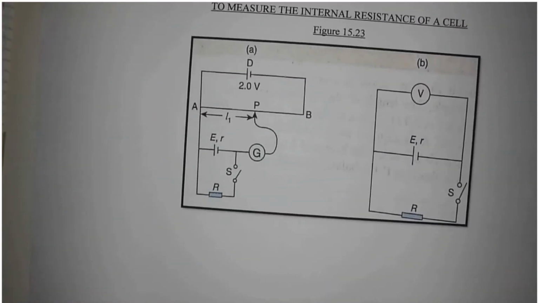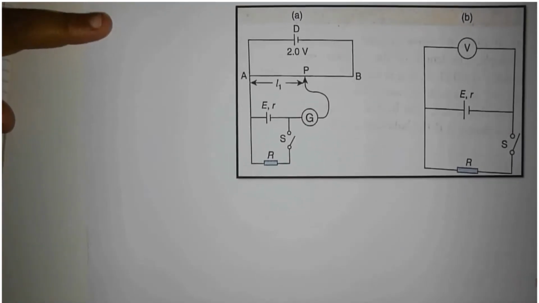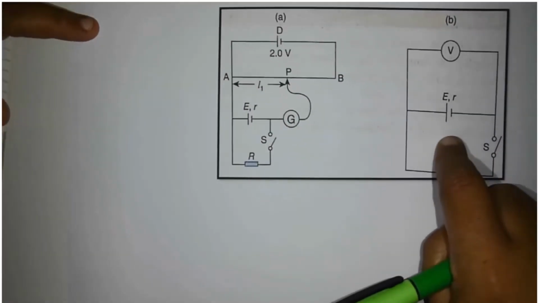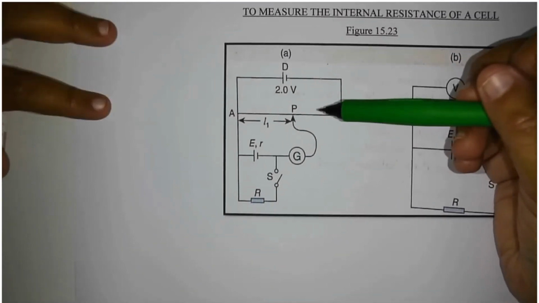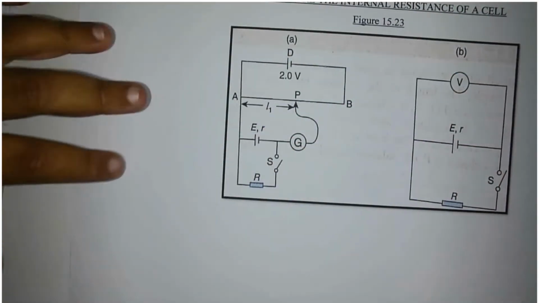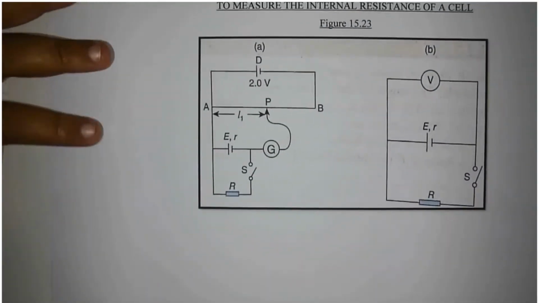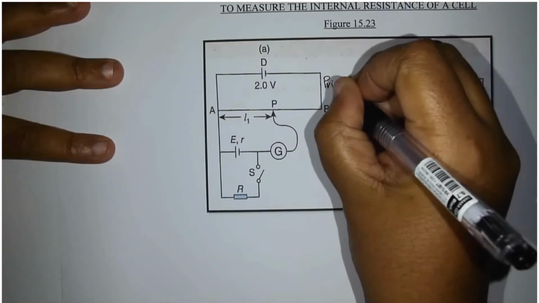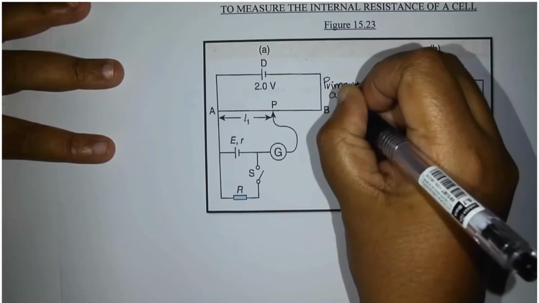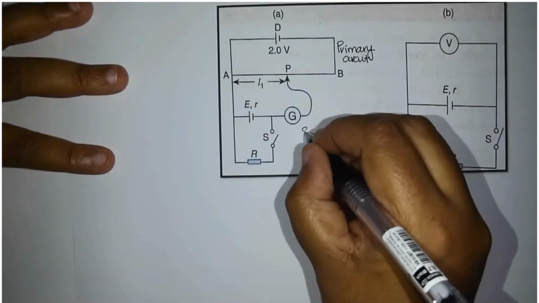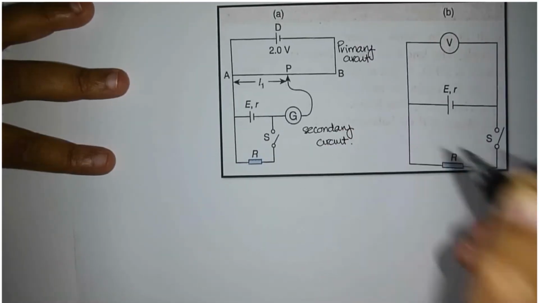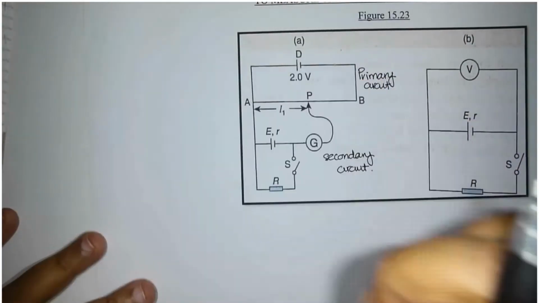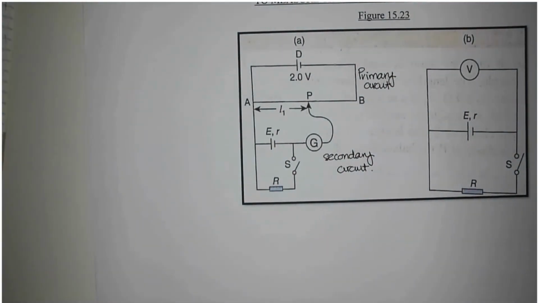You can see here two diagrams. This one is connected to a voltmeter, and this one to a potentiometer. This is called the primary circuit. This is called the secondary circuit. So how do we do this? How do we want to measure the internal resistance of a cell?